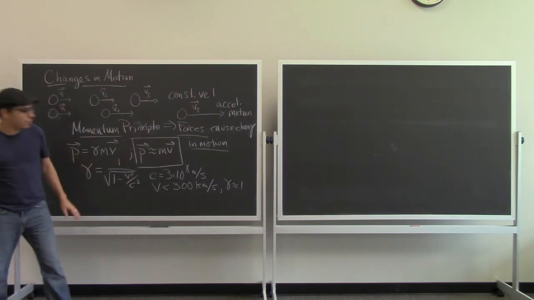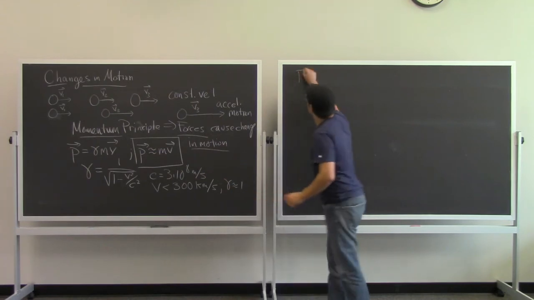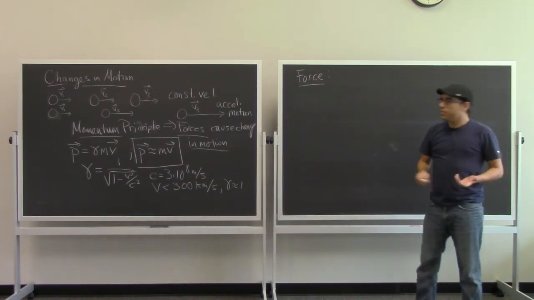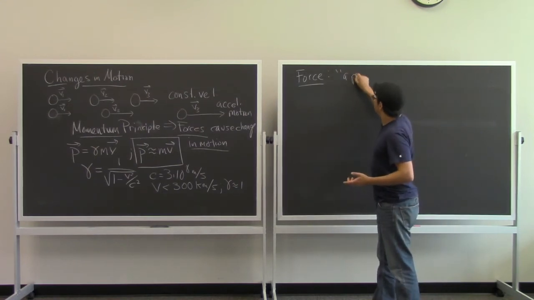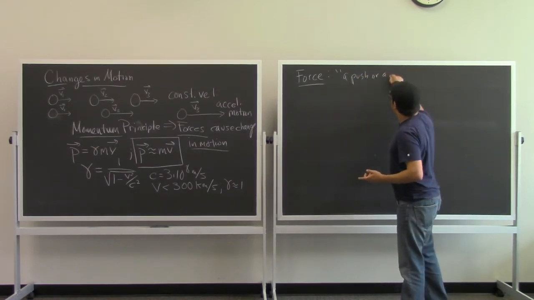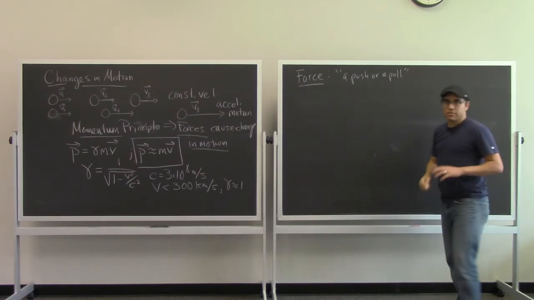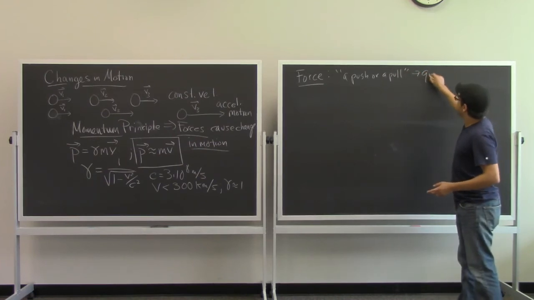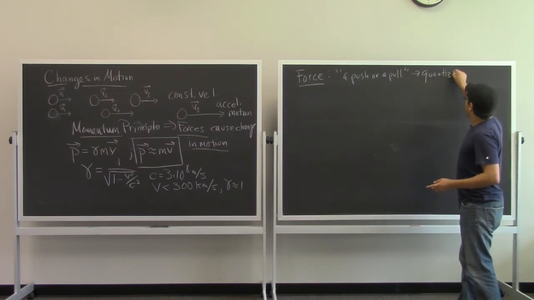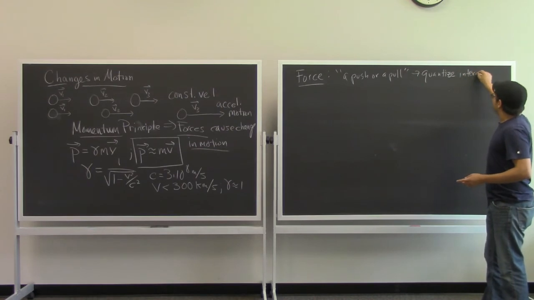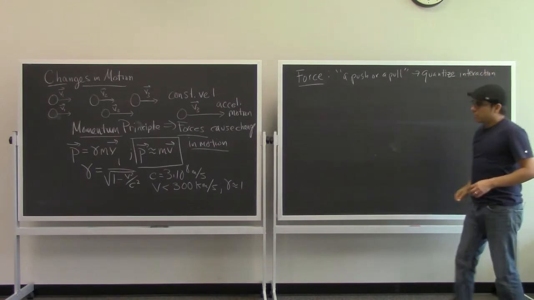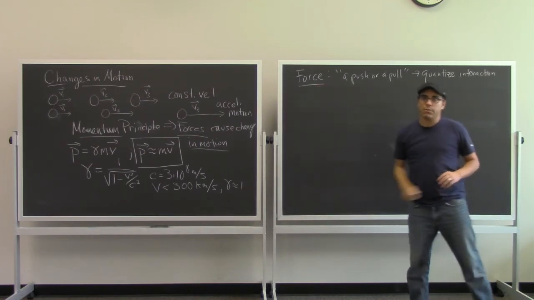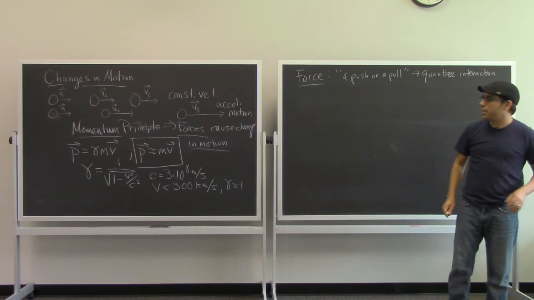So how does this connect to forces? So let's talk a little bit about a force. So a force is probably what you think of as a push or a pull. It's kind of a simplistic definition, but really it's a way of quantizing the interaction of two objects. So how two objects interact, that quantity is what we would call a force. It requires a pair of objects.